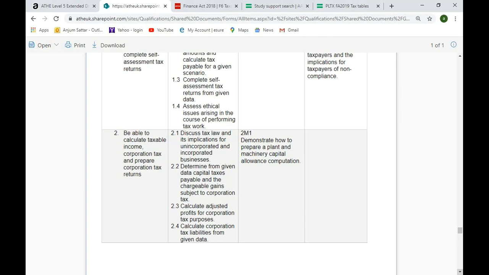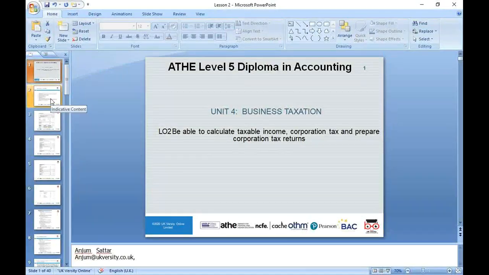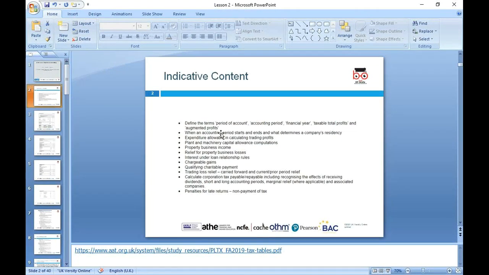2M1 is a merit: demonstrate how to prepare the plant and machinery capital allowance. I copied some links which we can go through as well. All of these things will be the focus of our lesson. I copied the indicative content of what we're supposed to learn, starting with defining the terms period of account, accounting period, and financial year. Do we know what the difference is?